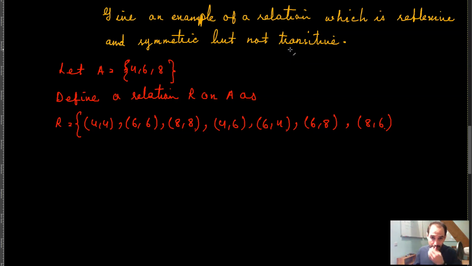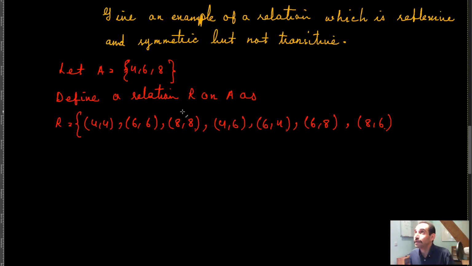Well, it seems to me that this is actually transitive, because (4,6), (6,4), and (4,4) is there, and (6,8), (8,6), and (6,6) is also there. But you could argue that, for example, (8,6), (6,4) requires (8,4), so it is of course not transitive.